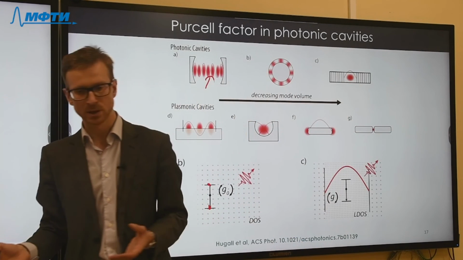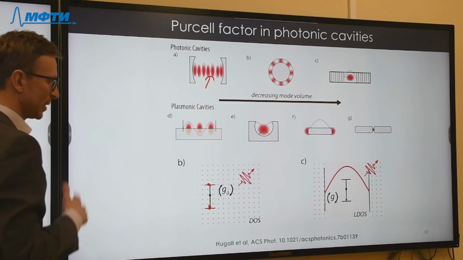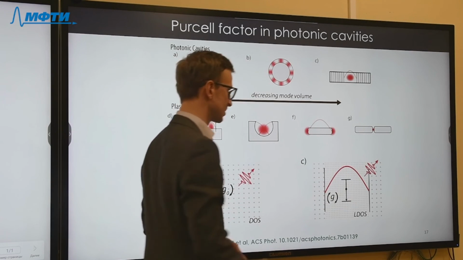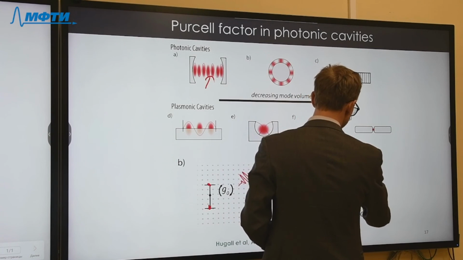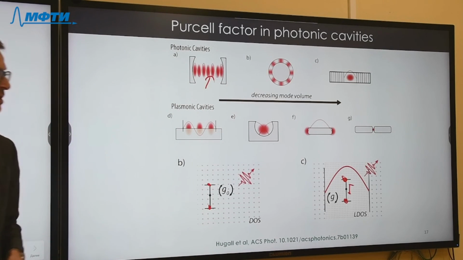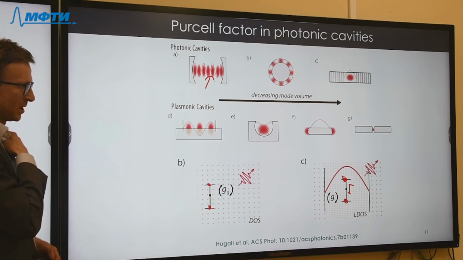Classically, you can understand this by looking at the Green's tensor and seeing that the imaginary part of the Green's tensor changes inside the cavity, and that affects the local density of states. And a change in local density of states in turn changes the rate of the spontaneous transition from the excited to the ground state. So this is, in short, how the Purcell factor works in different cavities, and this is an explanation of how it works in the language of local density of states and the Green's tensor.